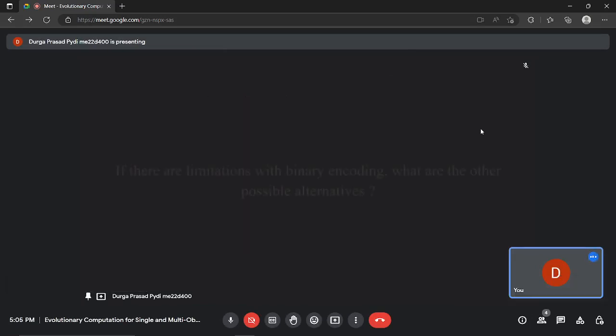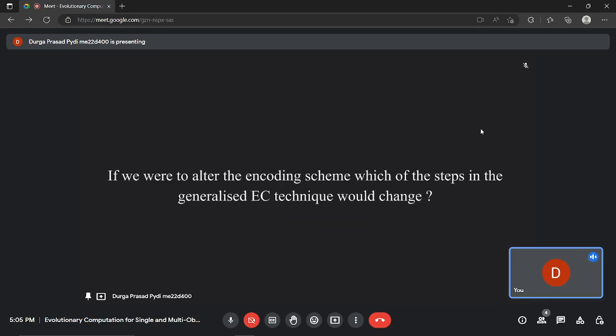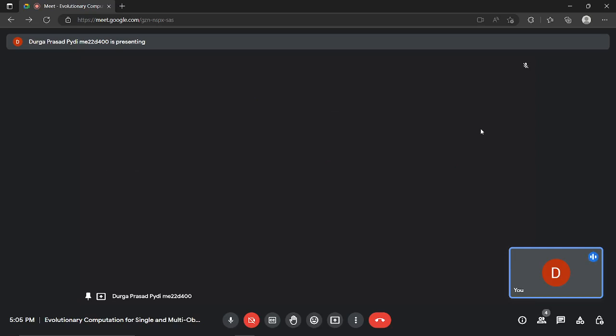So why exactly are we facing these limitations? Essentially because of the way we have chosen the encoding, in binary strings. We can get away with this by choosing a real encoding scheme. What exactly is real encoding? We do not use binary strings like the ones we used before. We just represent the numbers as they are.